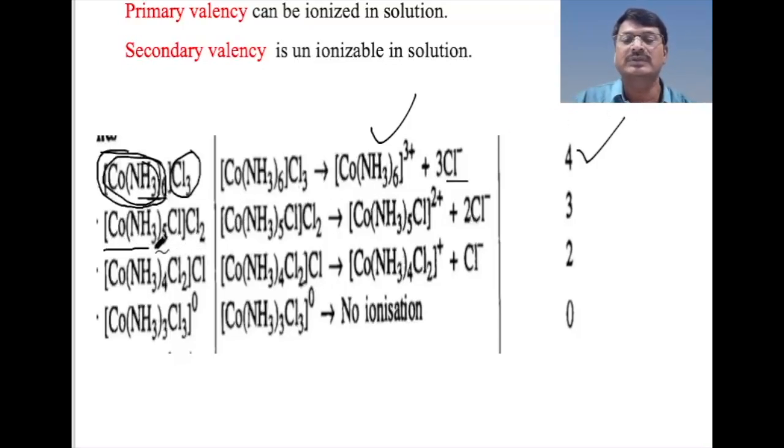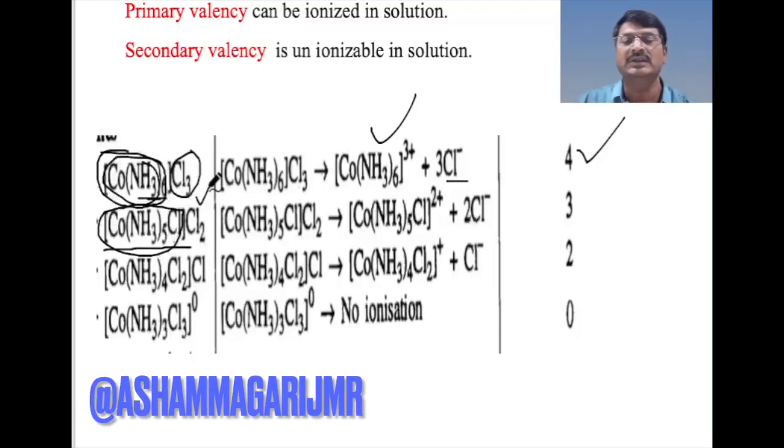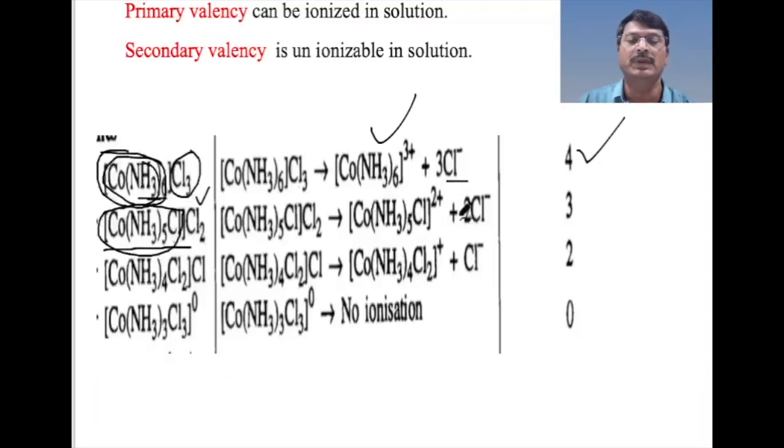Similarly, let us come to [Co(NH3)5Cl]Cl2. In this, 5 ammonia molecules and 1 chlorine are attached to the central metal ion by using the secondary valency. That's why this total is 1 unique ion, and the remaining 2 chlorines come as 2 ions. That means [Co(NH3)5Cl]2+ and 2 Cl minus. It will produce a total of 3 ions.